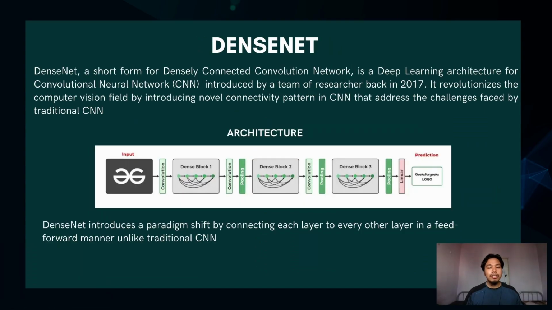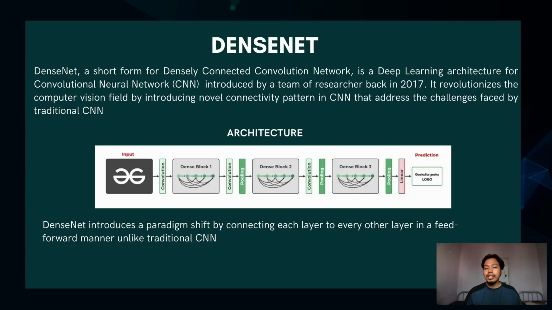DenseNet. DenseNet is short for Densely Connected Convolutional Network. It's a deep learning architecture for convolutional neural networks, CNN, introduced by a team of researchers back in 2017. It revolutionized the computer vision field by introducing novel connectivity patterns in CNN that address the challenges faced by traditional CNN, such as reusing features, vanishing gradients, and parameter efficiency.